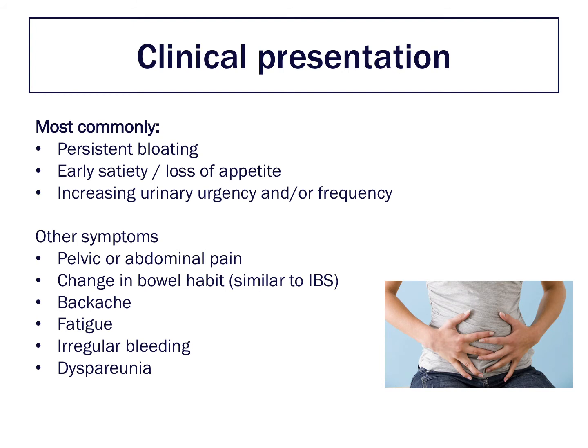With ovarian cancer, the symptoms are often initially vague or even absent, so 70% present late at stages 3 and 4. But most commonly, the symptoms are a persistent abdominal distension, so bloating, feeling full or a loss of appetite, and urinary symptoms like urgency and frequency. There are other symptoms which may come a bit later, including pelvic or abdominal pain, a change in bowel habit, so always bear that in mind as a differential diagnosis to IBS in an older woman. The woman may complain of back pain, fatigue, irregular bleeding, and even dyspareunia.